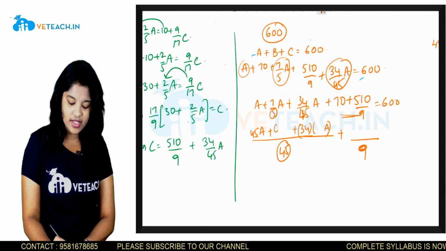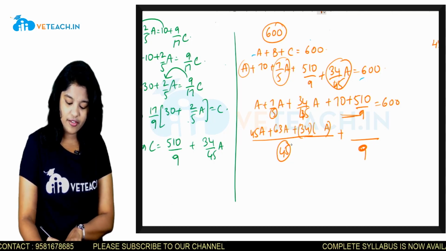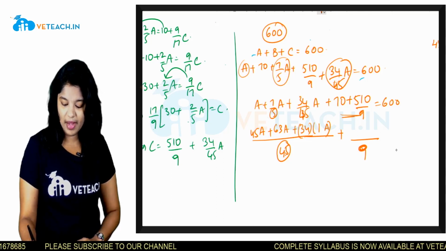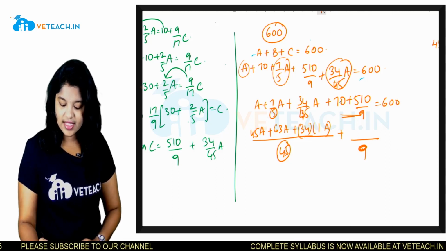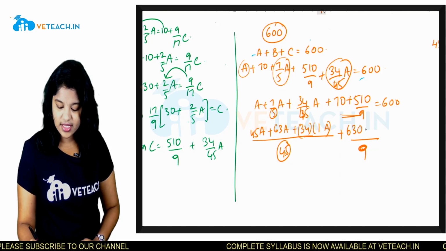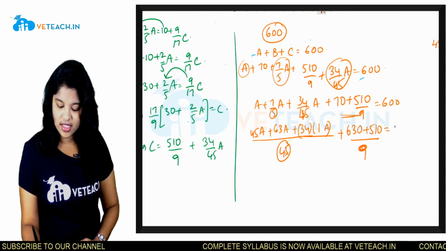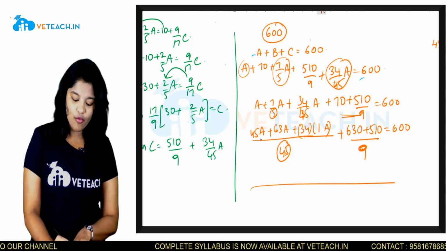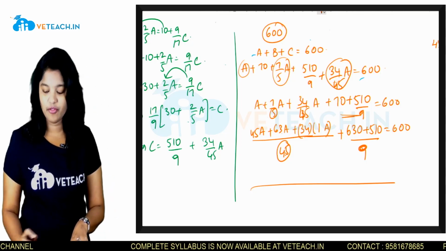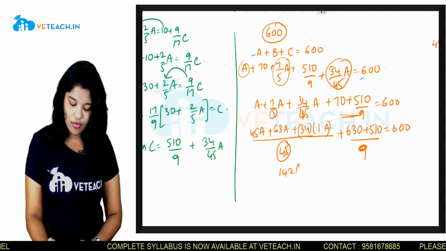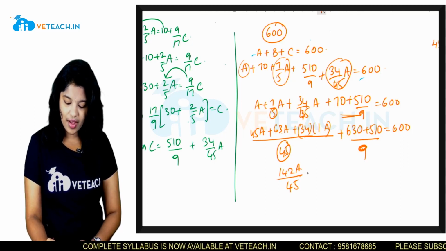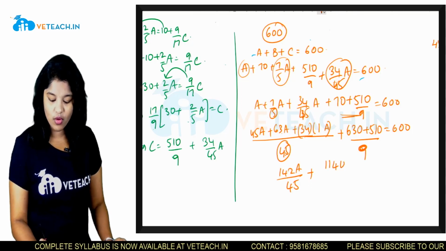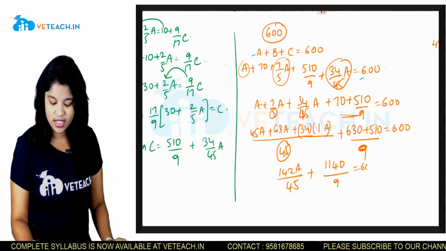So 9 sevens are 63A plus 34 into 45 and 45. So into 1A plus, take LCM 9. So 360A plus 510 is equal to 600. Now add all the A terms. 45 plus 63 plus 34. That is equal to 142A by 45 plus 630 plus 510, 1140 by 9 is equal to 600.